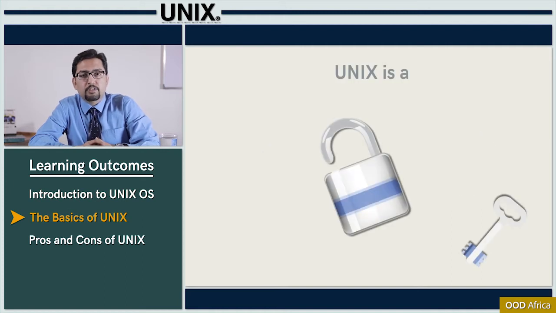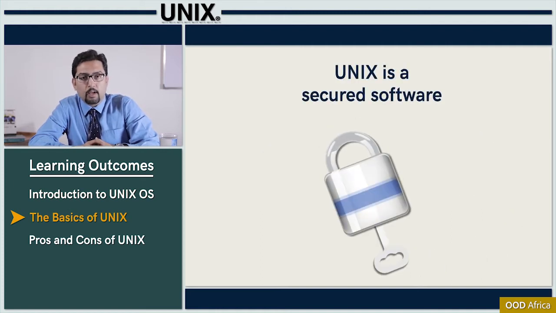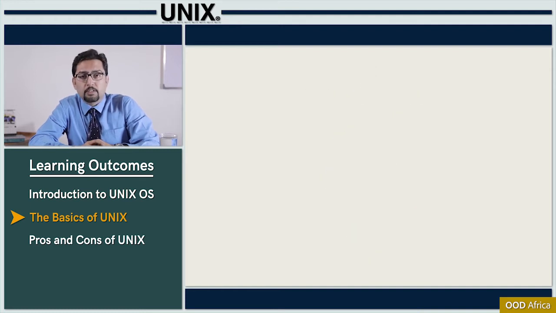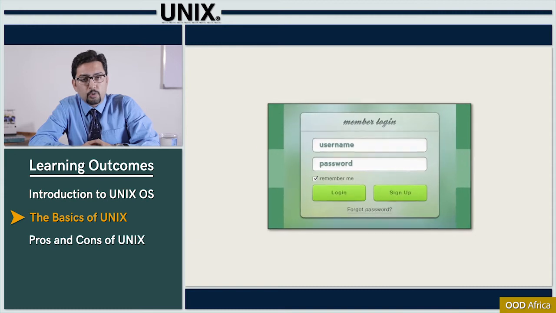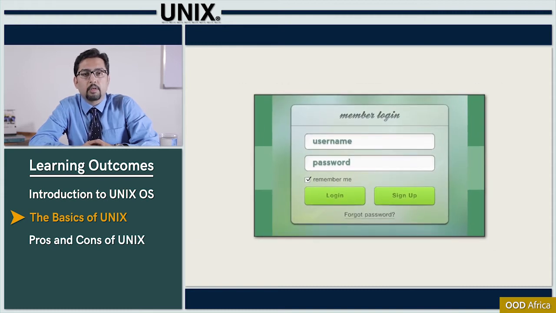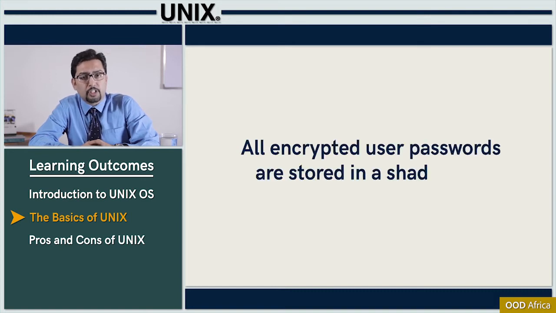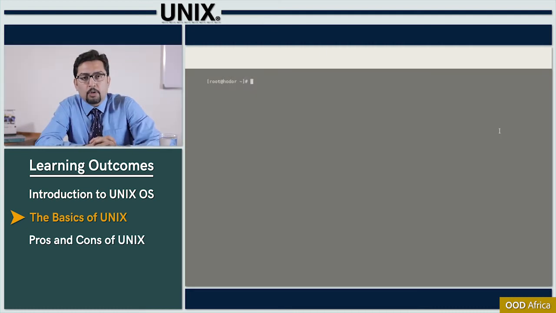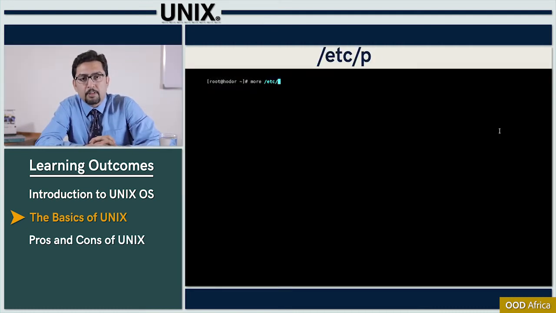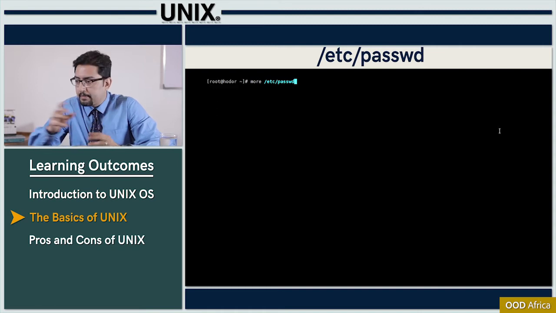Friends, Unix is perhaps the most secured software that you can lay your hands on. To log into a Unix system, you need to provide your username and password. Now, in a Unix-based OS, all the encrypted user passwords are stored in a shadow password file so that they are inaccessible to a person who tries to break the system. So, the user information is kept in this system file on your screen.